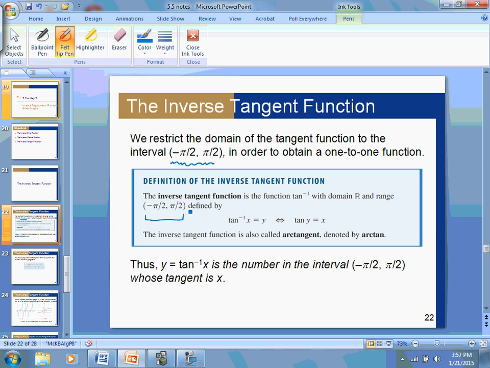Now, when we were dealing with sine and cosine, the domain was always from -1 to 1, but the nice thing about tangent is that the domain is all real numbers. So as long as your x value is a real number, then you should be able to evaluate the tangent of something that gives you that number.